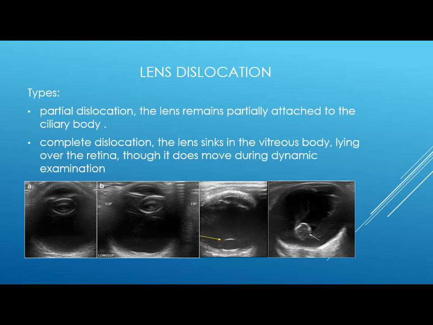We have two types of lens dislocation: partial dislocation, sometimes called subluxation, and complete dislocation. In partial, this is a normal lens. In partial lens dislocation or subluxation, the lens remains attached to the ciliary body here. And in complete, the lens will sink into the vitreous and lie anterior to the retina. And when doing dynamic examination, the lens will be movable with moving the eyes.